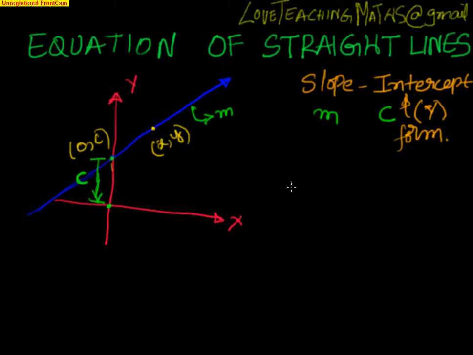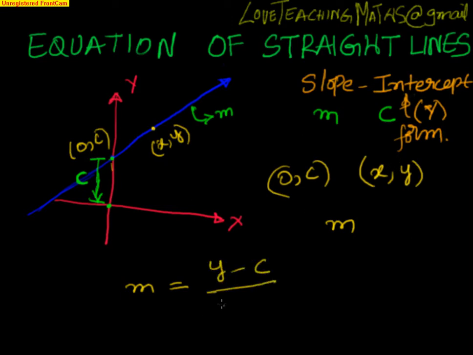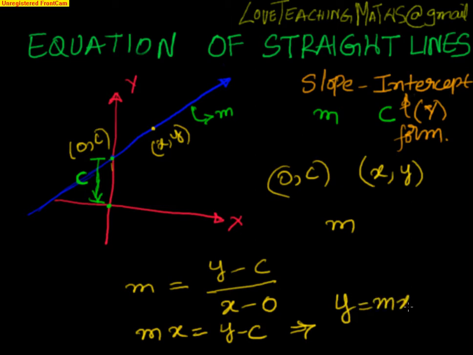Now we know there are two points, 0 comma c and x comma y, and we can find the slope. What is the slope? Slope is y2 minus y1, that is y minus c, by x minus 0, and that is equal to the value m given to us. m is a number which is given to you. So if you equate this, you get mx equal to y minus c, which gives y equal to mx plus c.